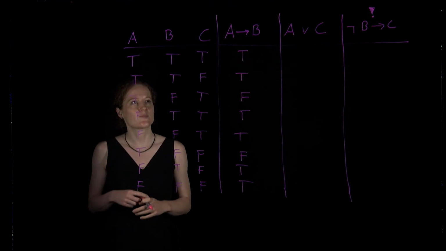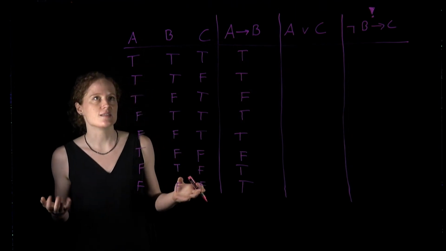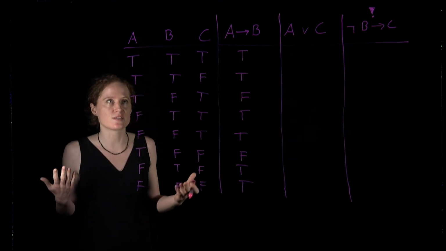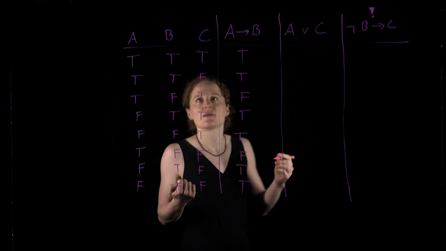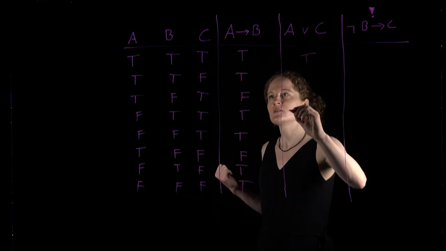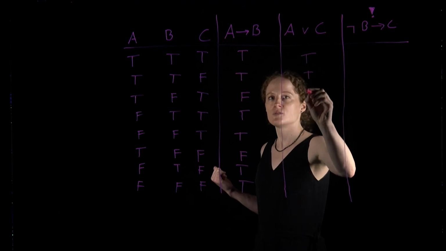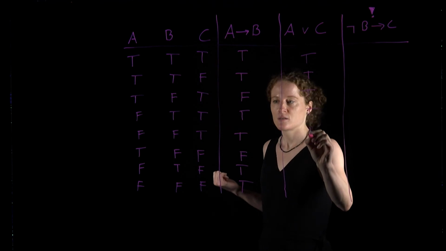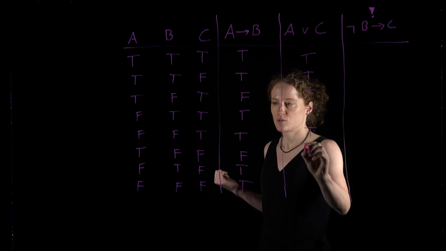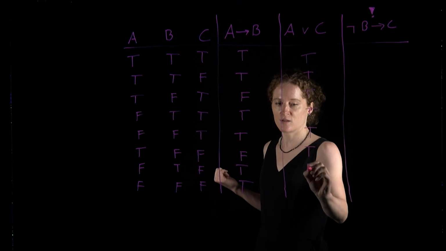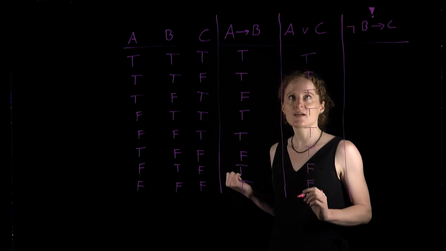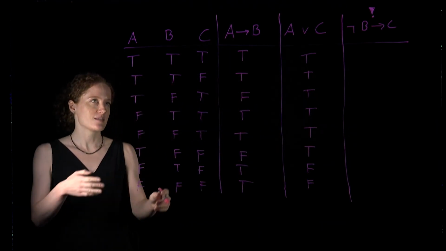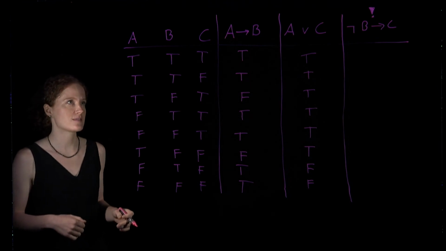Let's move on to the second premise, A or C. Now that's a disjunction, and a disjunction is true if either one of the two disjuncts is true. So let's see. In the first row, this is true, since both are true. True, true, true, given that C is true. True, true, and then false and false. So the second premise is only false in the last 2 rows of the truth table, since in those 2 rows both A and C are false.